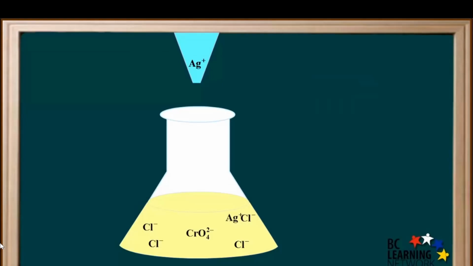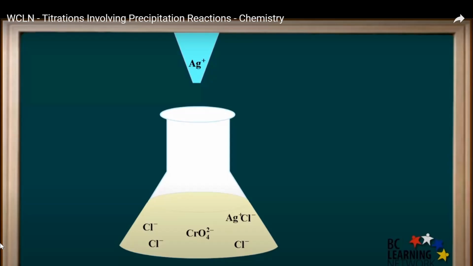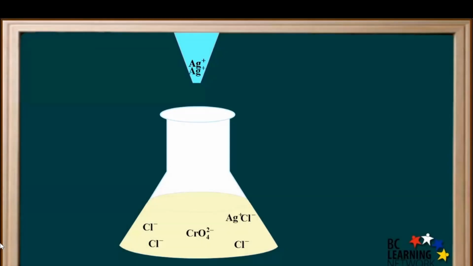This forms the precipitate silver chloride. Because silver chloride is white, the solution turns to a milky yellow color. It's yellow because the chromate ion, when it's dissolved, is yellow, okay? As silver ions are added, some will temporarily bond to the chromate ions. This will form the precipitate Ag2CrO4, or silver chromate. Silver chromate is reddish-brown, so the solution will turn a slightly reddish color.